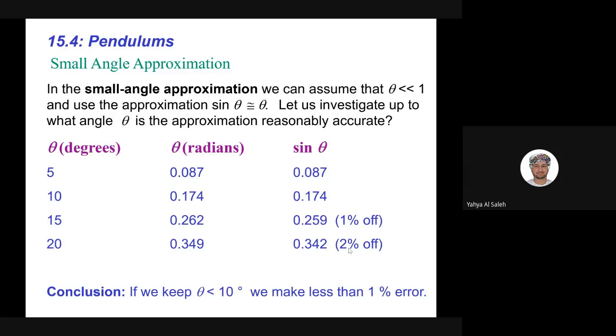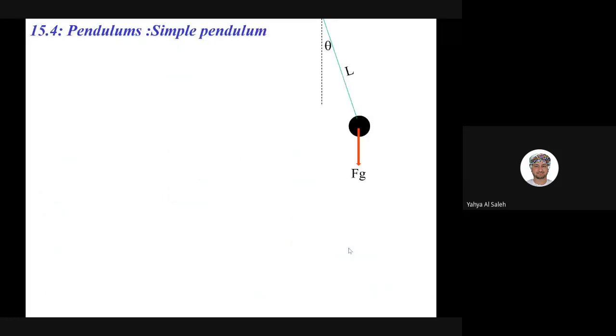Then we actually use sine theta properly. But up until this 15 degrees mark, or 10 degrees mark, sine theta is approximately equal to theta. Which means if I look at this pendulum, which is going left and right, and I look at its forces, I have Fg down. I have Fg sine theta and Fg cosine theta.